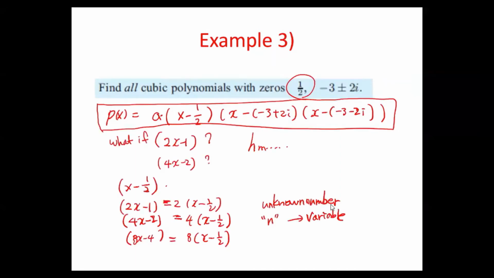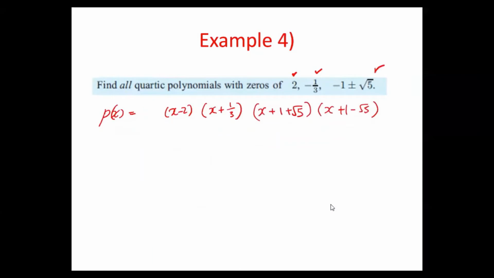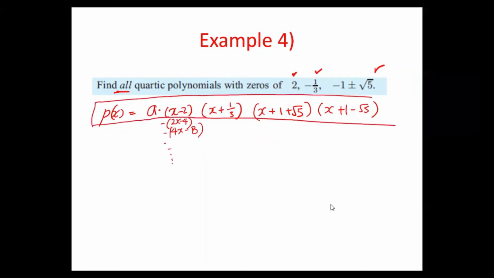Same logic. All cubic polynomials here. Find all quartic polynomials. I'm not satisfied because we have different cases like 4x minus 8. This can also be an answer, right? We have 2x minus 4. This can also be another factor. There are so many variations. So in the same way, we just multiply by some constant here because we don't know. Okay, so you just found the quartic.